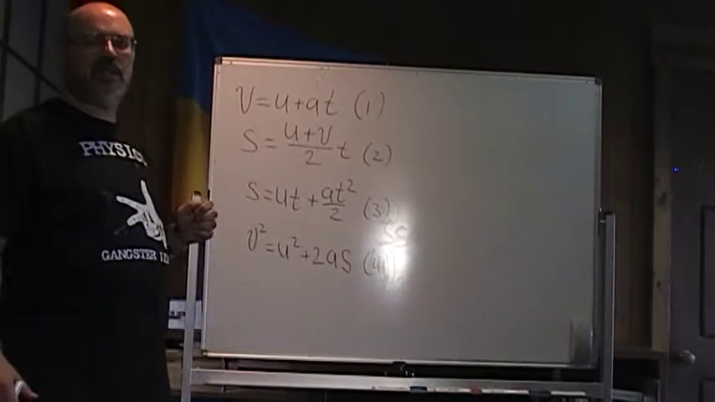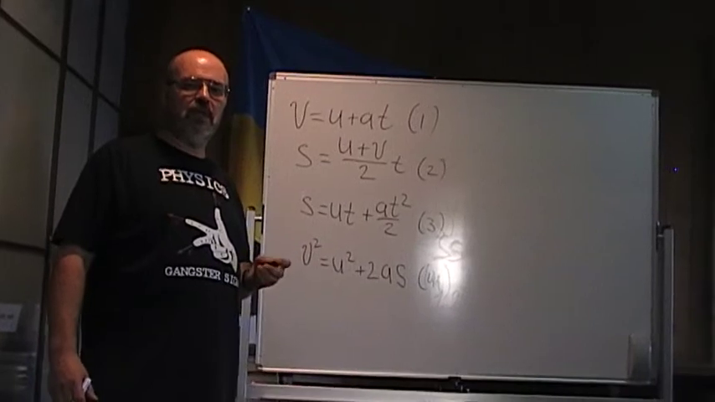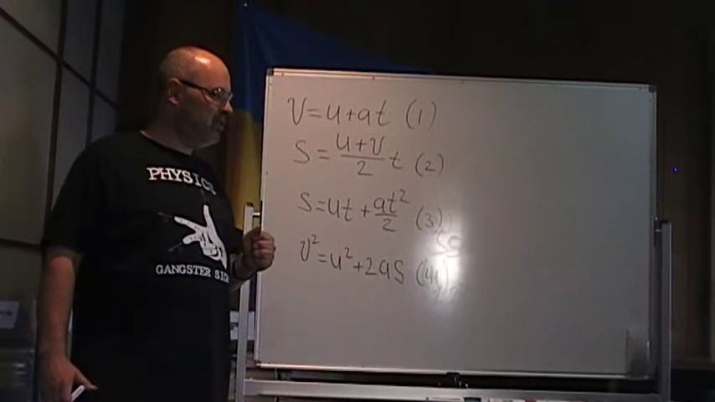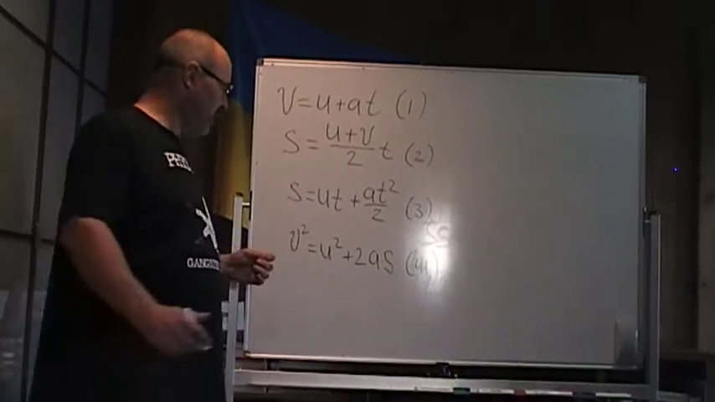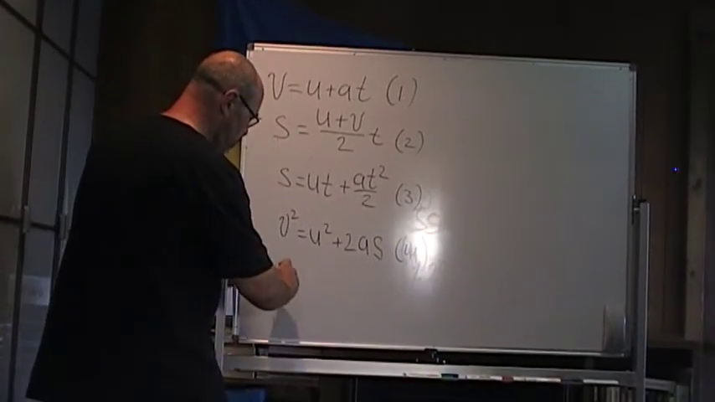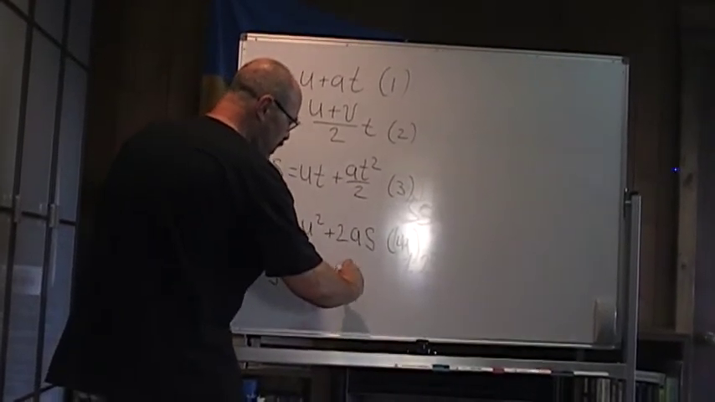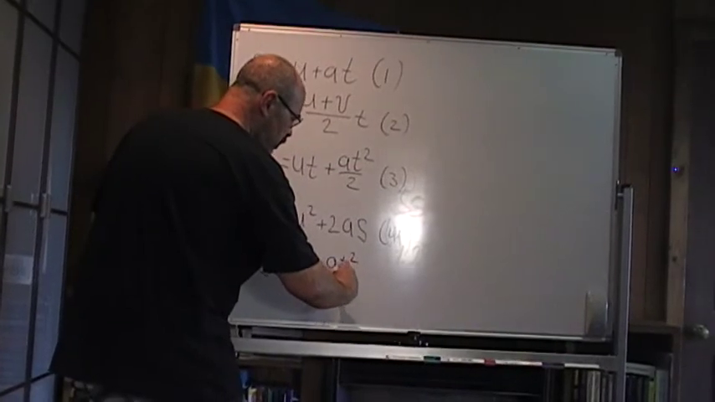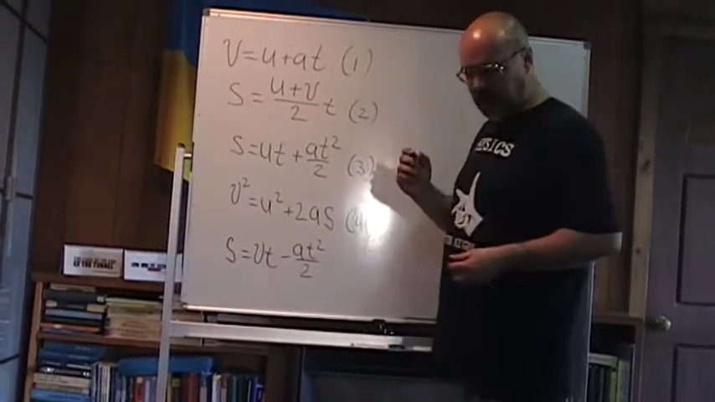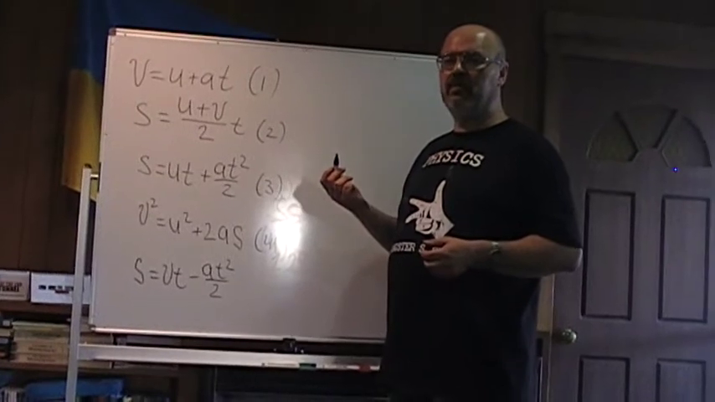Using those formulas we can solve about 95% of problems related to straight line motion with uniform acceleration. But in some cases we will need a couple of other formulas. One formula that can be derived from those formulas is displacement equals final velocity times time minus at squared over 2.